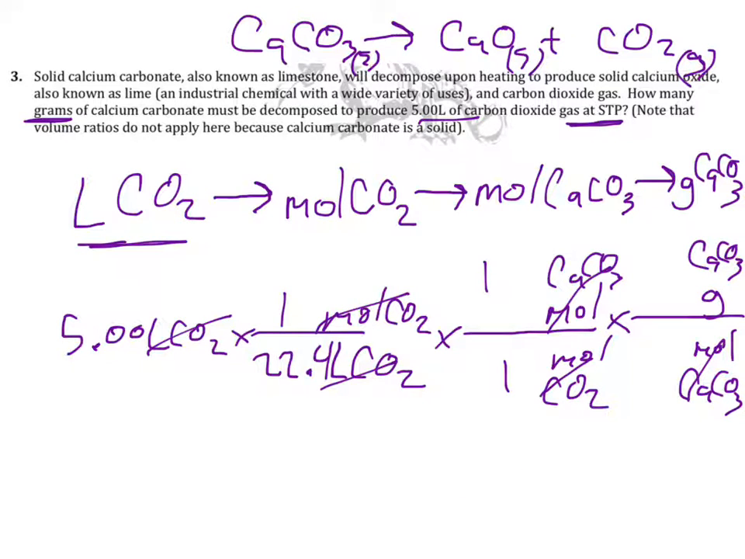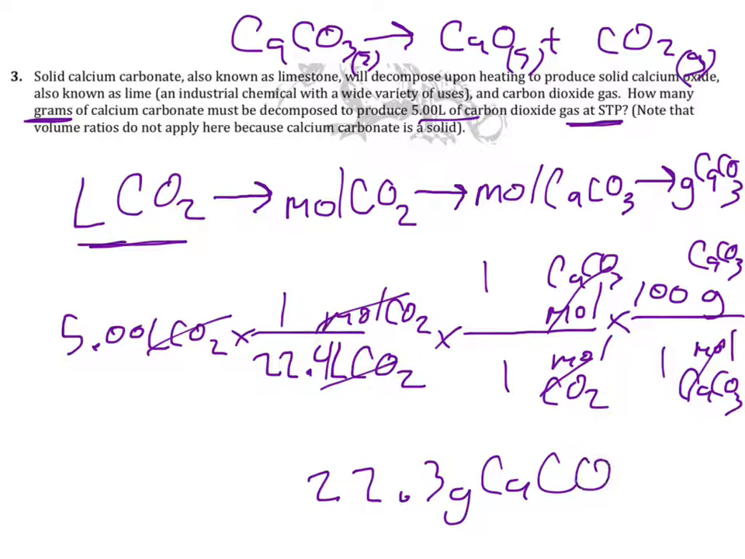And so we know that 1 mole of this, and calcium is 40, carbon is 12, oxygen is 16 times 3, and all of that adds up to 100. That's the rounded molar mass using rounded numbers from the periodic table. And all you have to do is type that in the calculator, and when you do that, you get 22.3 grams of calcium carbonate.